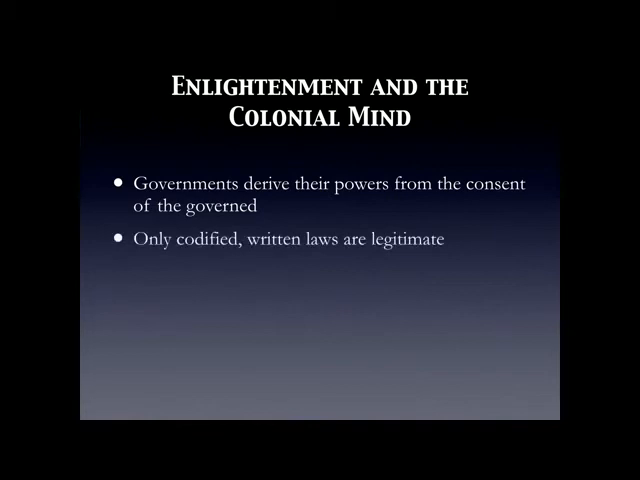Second, the increasing push towards codified written law. Now, the idea that laws must be written down and consistently enforced and publicly available in order to be legitimate or fair.